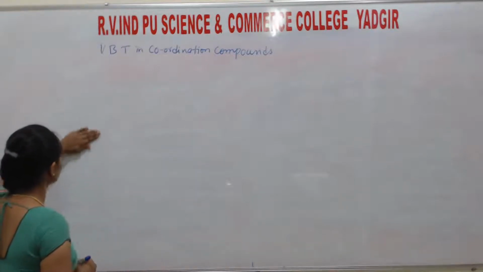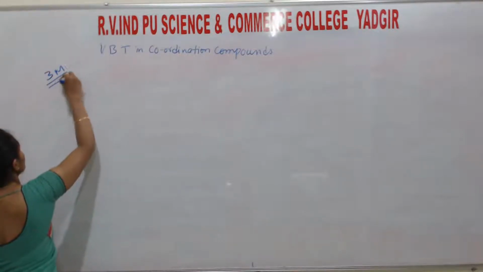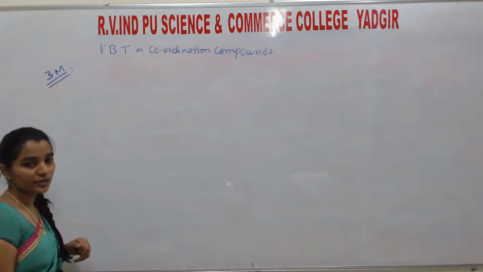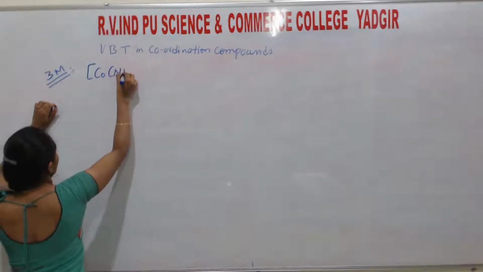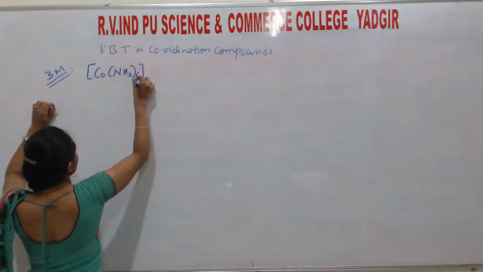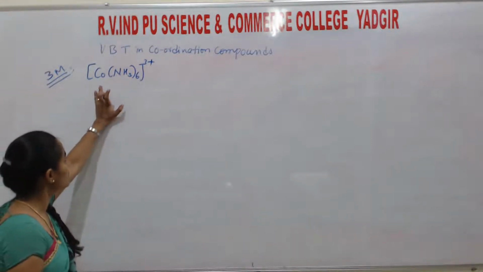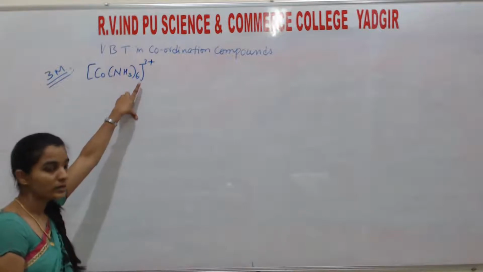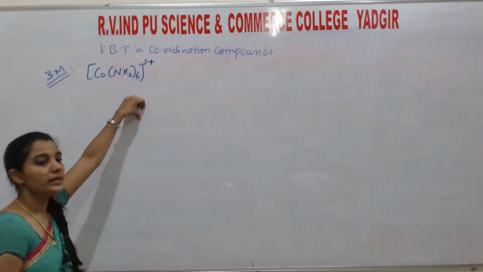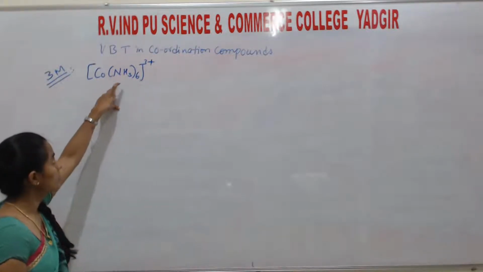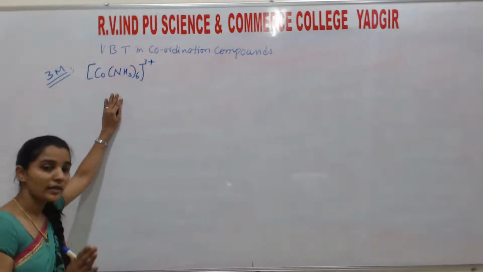So the structure I am going to explain here is very important for 3 marks. Explain the hybridization of the molecule [Co(NH3)6]3+. Explain the structure of the molecule [Co(NH3)6]3+ using valence bond theory. This is the question they are going to ask. I'll discuss the hybridization of the [Co(NH3)6]3+ molecule. If this question is asked, it carries 3 marks.